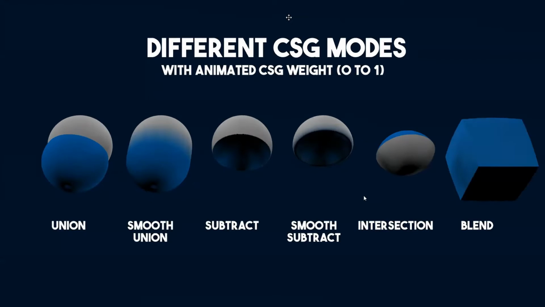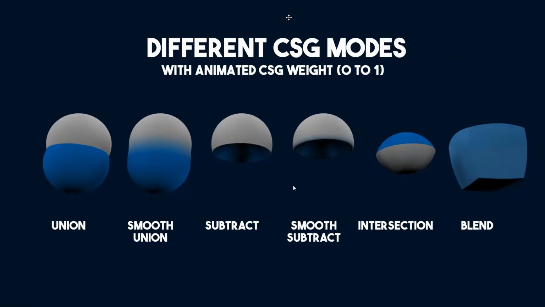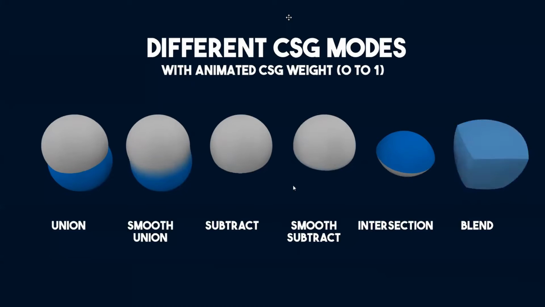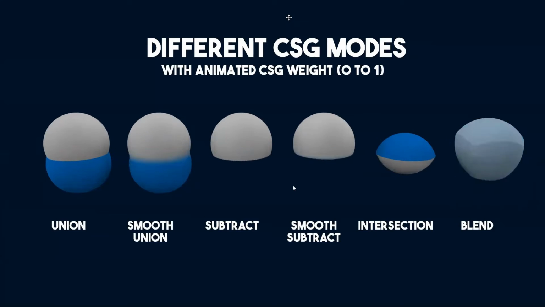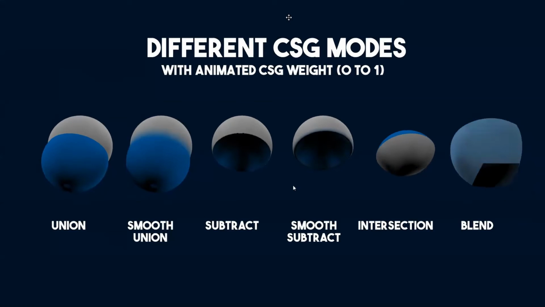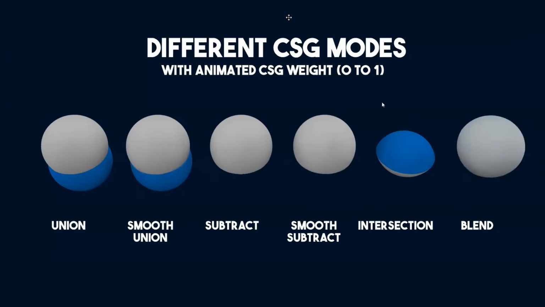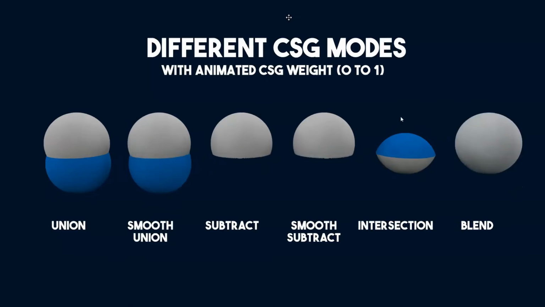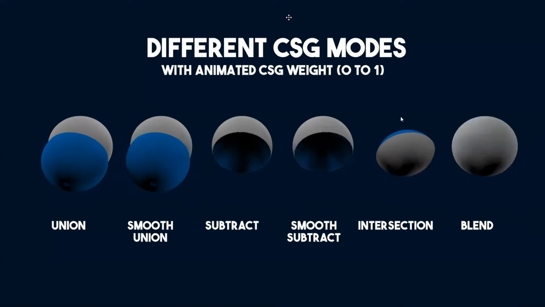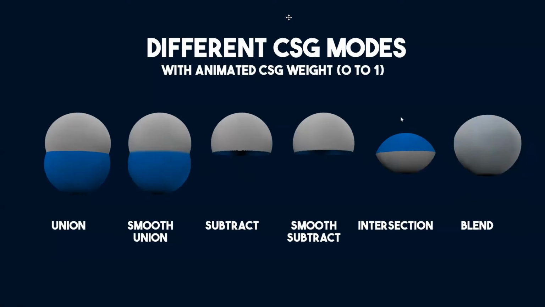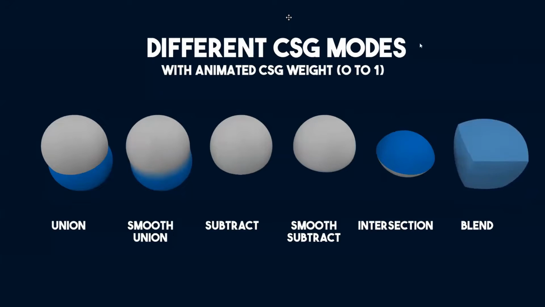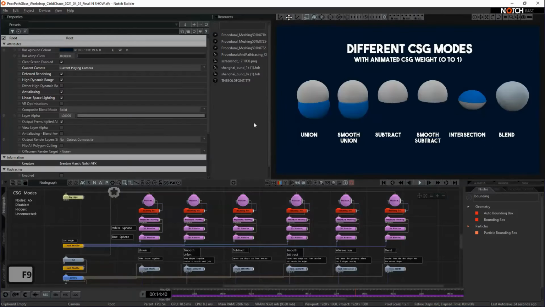The intersection is a little bit different. It takes the parts of the volumes that are overlapping and creates a new space, a new geometry just from that overlap. And finally, one I wanted to show here was the blend, which is a really useful way of morphing one shape into another. So you can take a 3D object or a primitive and then just procedurally blend it into another shape.